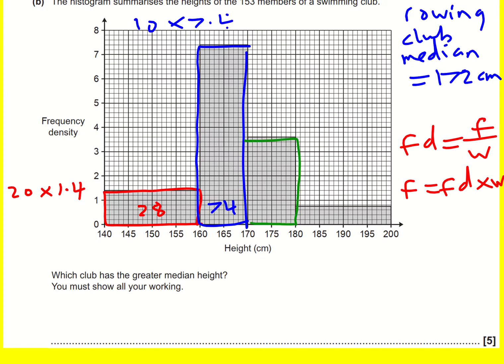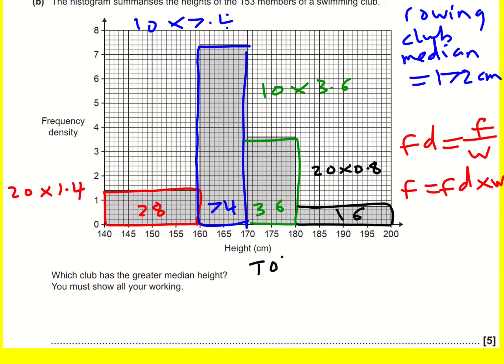Okay, next one. I've got a width of 10, a height of 3.6. I've got 36 people here. And then finally, this one is the trickiest to read off, because it actually looks like it's less than 0.8, but it's more than 0.6, but it's also more than 0.7. So you'd probably be given some tolerance here, but I'm going to treat it as 0.8. I'm going to write down that it's 20 times 0.8, and that's going to be 16 people.